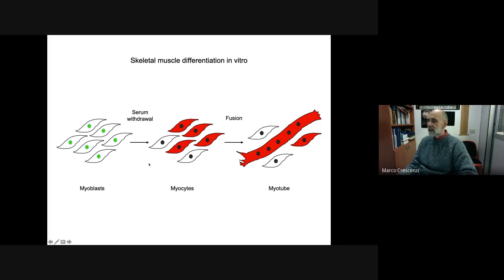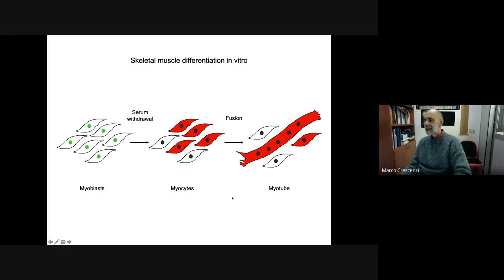Myoblasts will stop proliferating and become myocytes, that is, already terminally differentiated cells, which are still mononuclear. They have a single nucleus in each cell, which then will eventually fuse into syncytial multinucleated structures called myotubes.